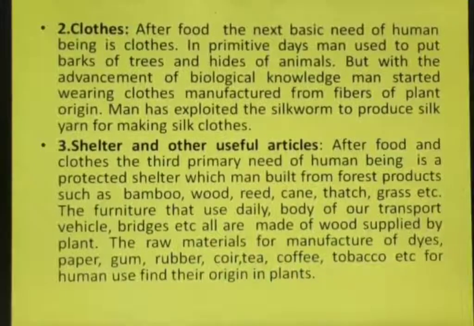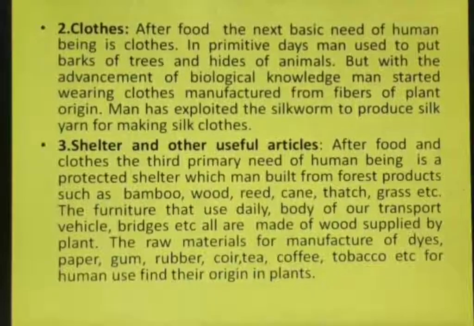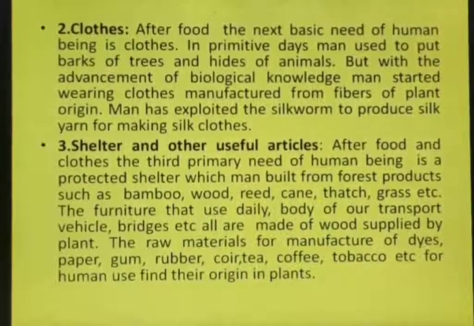Secondly, clothes, as we know, is the second basic need of human being after food. In primitive days, men used to put barks of trees and hides of animals for wearing, but with the advancement of biological knowledge, now men started wearing clothes which are manufactured from fibers of plant origin. Man has exploited the silkworm, silk producing worm, to produce silk yarn for making silk clothes. Now we are getting different clothes, which are the gift of the knowledge of biology.